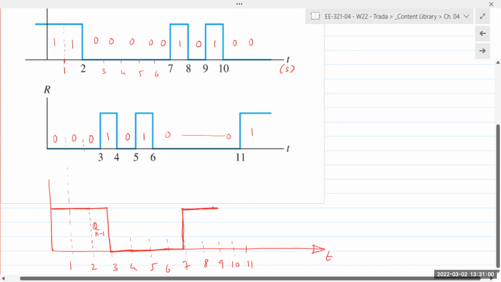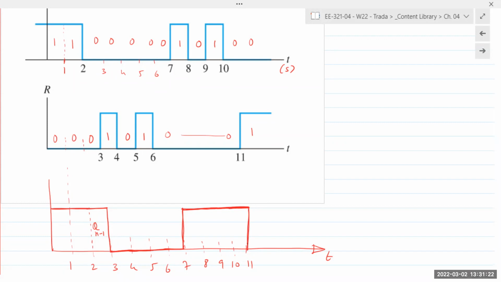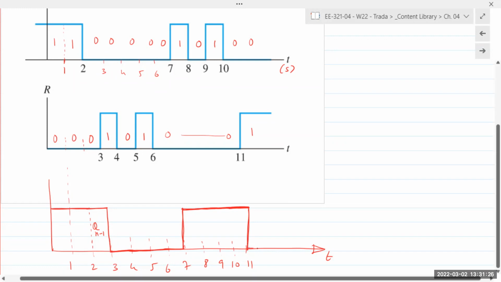Between 9 and 10, again, S is high, so output is again high. And then after 10, it's 0, 0, so again it remains at the previous state. So all the way until 11, it remains high. And after 11, R goes to 1. When reset is high, output goes 0. And so everything else after 11, it is 0.